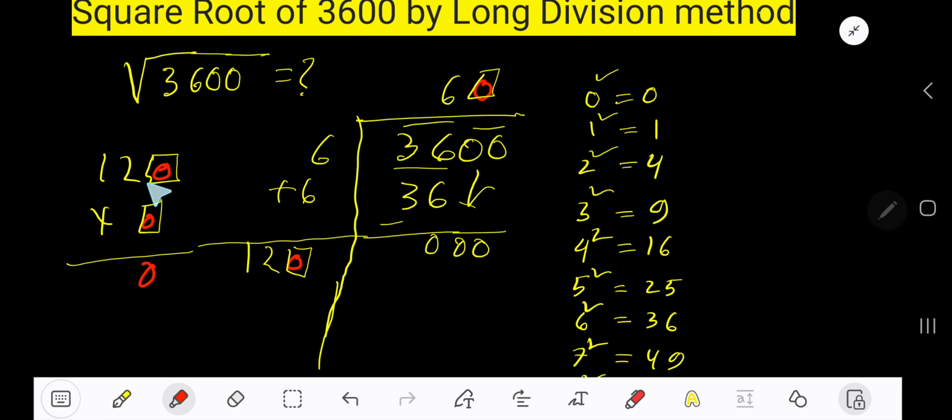0 times 0, 0; 0 times 2, 0; 0 times 1, 0. Okay, so our guessing digit 0 is correct. 0 times 120, which is 0. If you subtract, you will get 0.